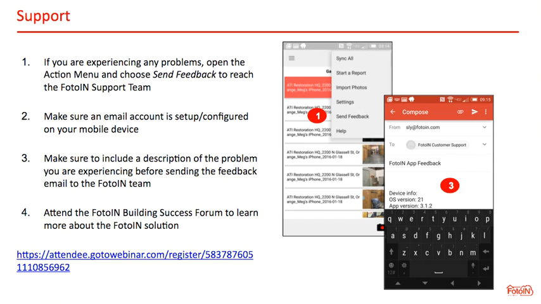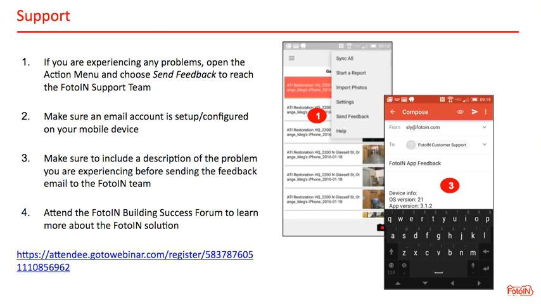Lastly, we have support. Some best practices for support. If you're experiencing any problems, open the action menu and choose Send Feedback from the list of options. This is going to take you to an email, and from there you're going to type in a description of the problem that you were experiencing, and you're going to click Send. It's going to go directly to myself, the Customer Success Manager, and I will share it with our development team, and we will discuss and get back to you as soon as possible with an update.